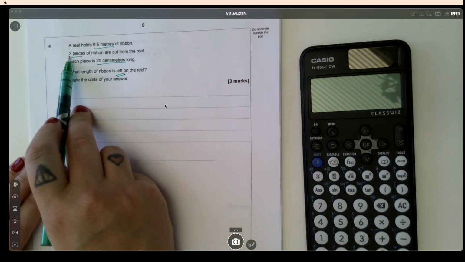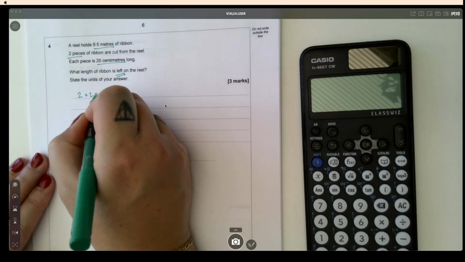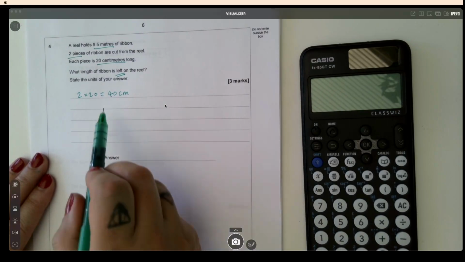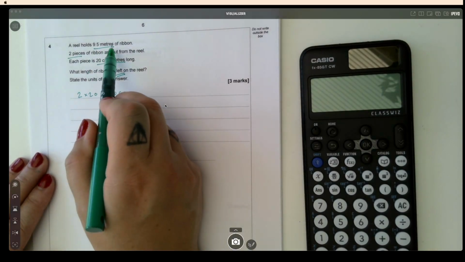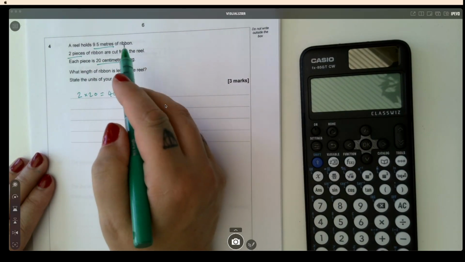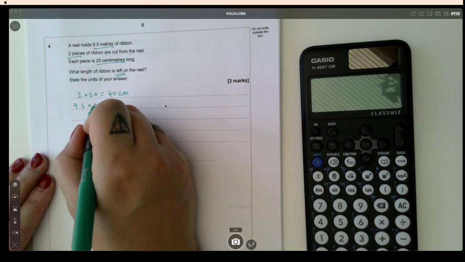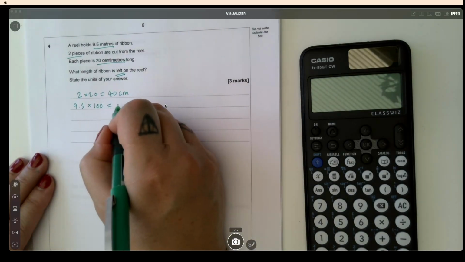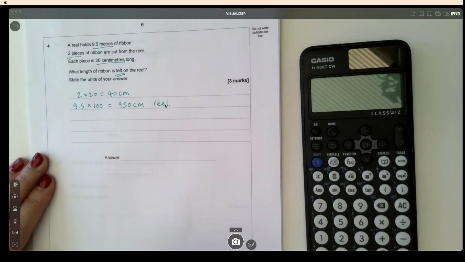Okay, so if we're cutting 2 pieces of ribbon that are 20 centimetres long, those 2 pieces are 40 centimetres in total. So we need to subtract 40 centimetres from 9.5 metres, but it will be easier to do that if they're both in the same units. So 9.5 times by 100, because there are 100 centimetres in a metre, tells us that there are 950 centimetres on the reel in total.